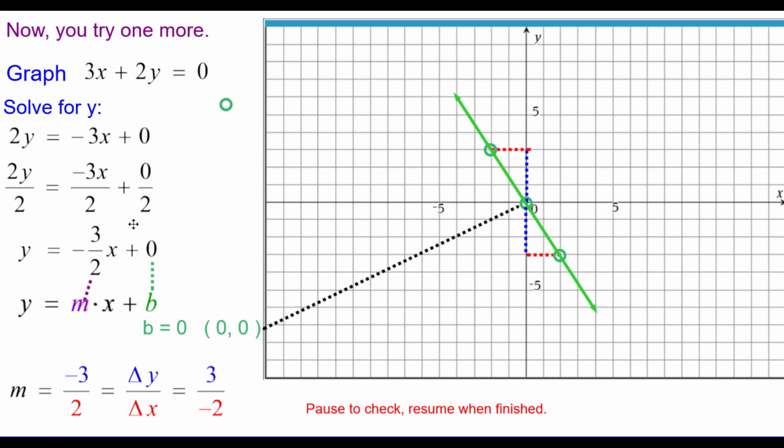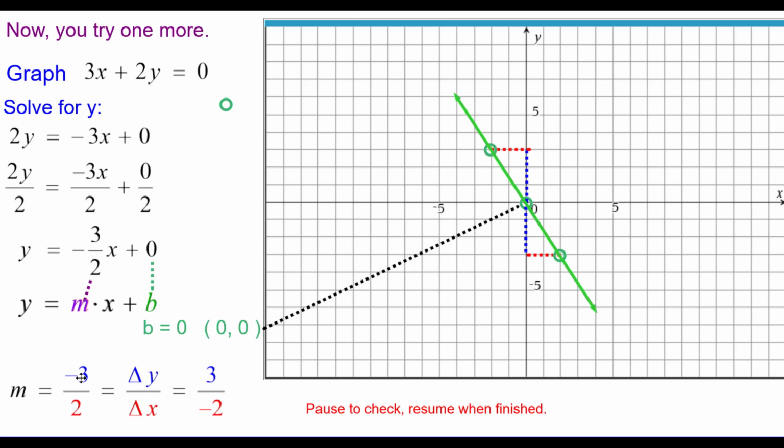And here's the answer. We need to solve for y, and I did so. And I ended up with y equals negative 3/2 x. I put a plus 0 here to hold the placeholder for the y-intercept, b. So m is negative 3/2, b is 0. That means the y-intercept is at the origin, (0, 0).